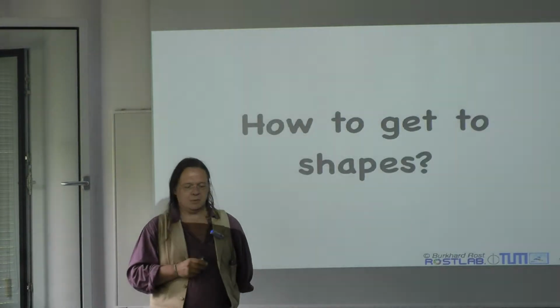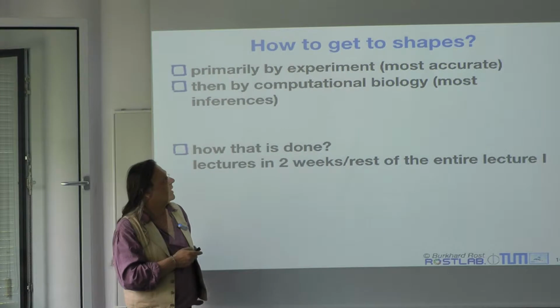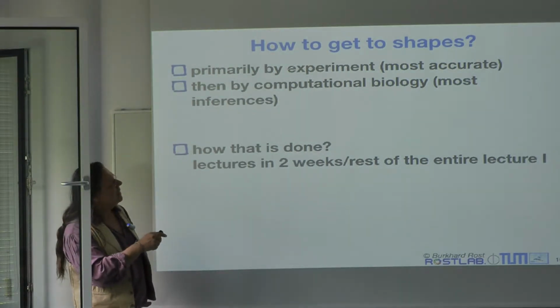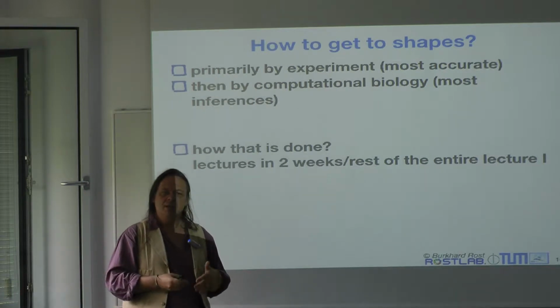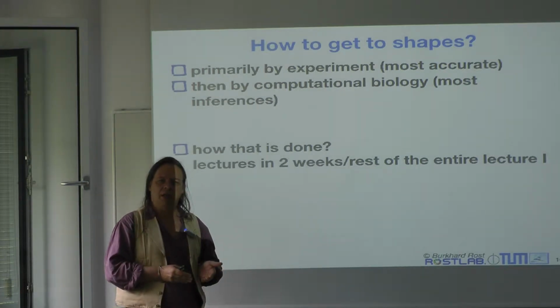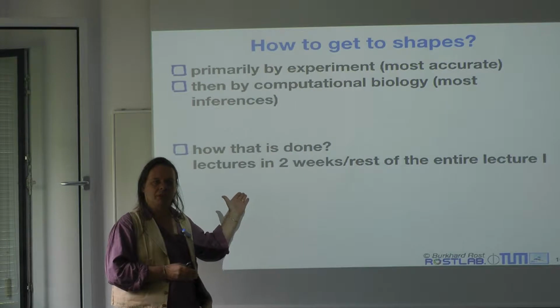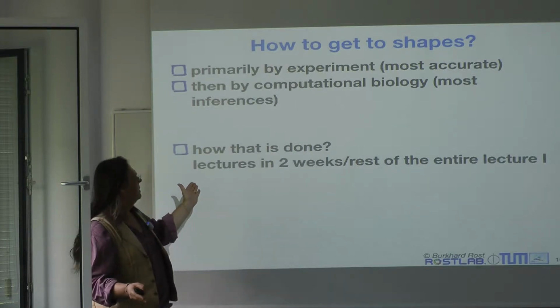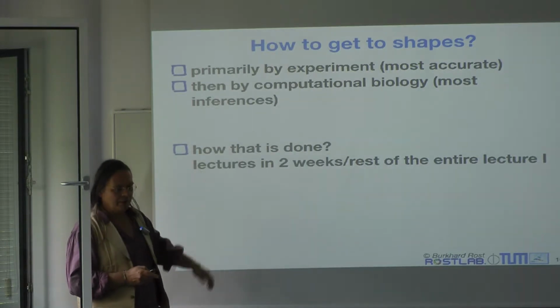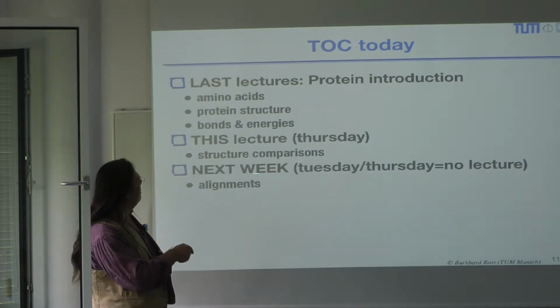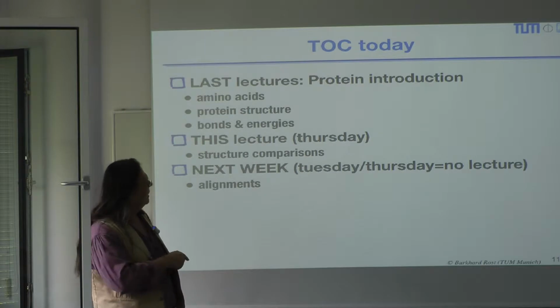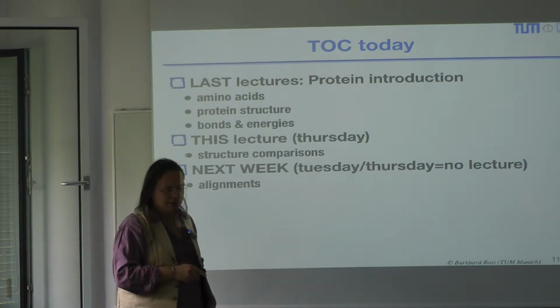How do we get to shapes? And again, we will get into more detail. Essentially, the most accurate way to get shapes is by experiment. Most inferences of shape come by computational biology, and that is what this lecture is partly about. I will talk about it in more detail. So, structure comparison. We talked about the background, and next week we will talk about alignments.